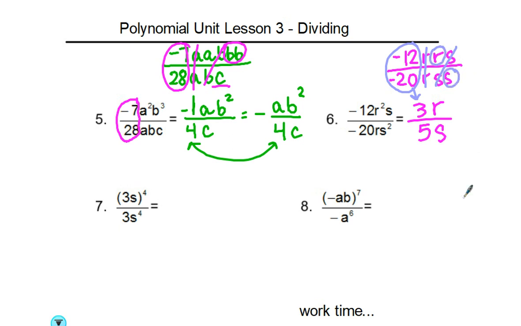So 3r over 5s. Great job if you got that right. All right, go ahead and write down number 7 and 8. I'm going to pause the video and complete 7 and 8. You can resume after you're done to see if you did it right.